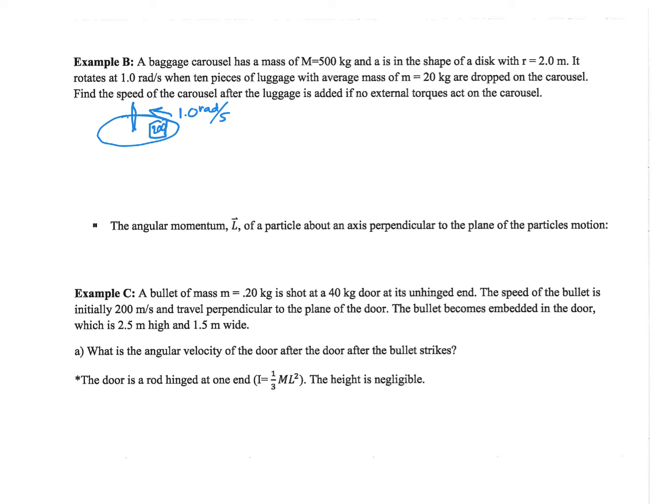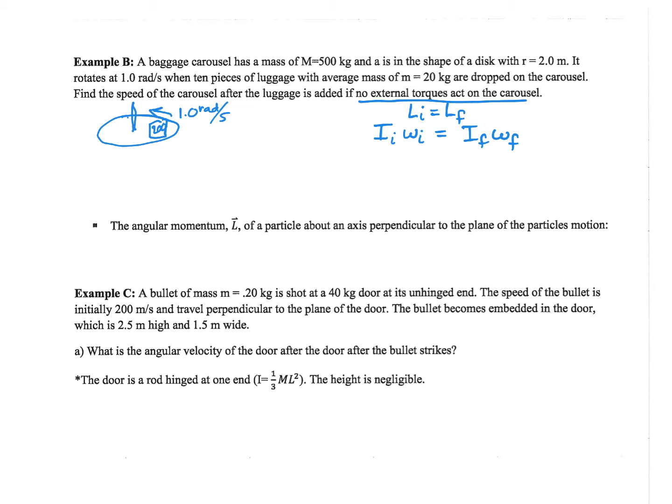And then it says, find the speed of the carousel after the luggage is added if no external torques act on the carousel. This fact that they say no external torques act tells us that what? L initial equals L final. That's what that statement tells you right there. It means you can use conservation of angular momentum. What that means is the following, guys. This is I omega, isn't it? So this is I initial, omega initial equals I final, omega final.